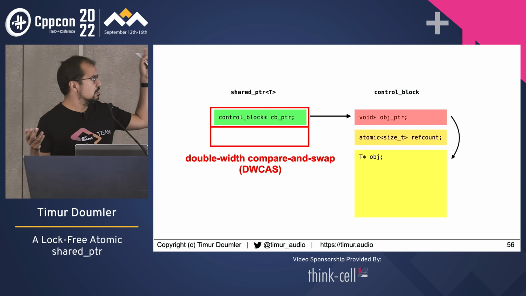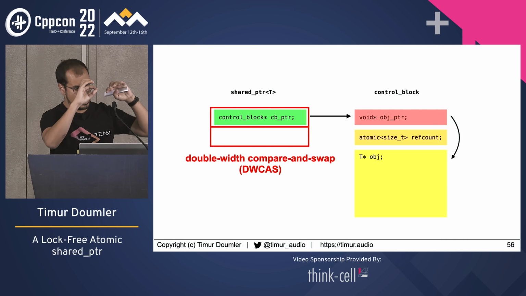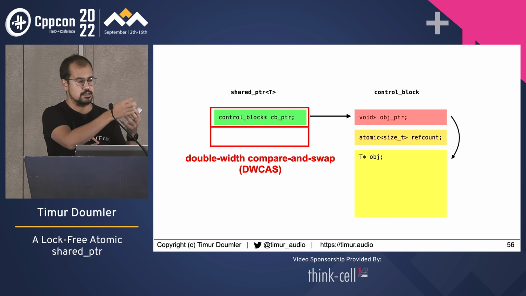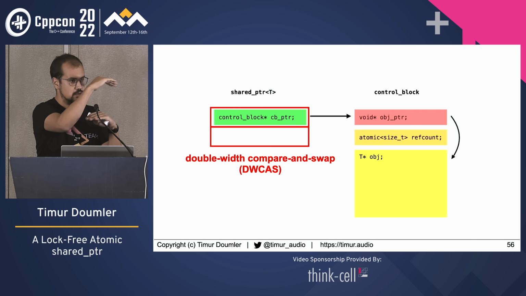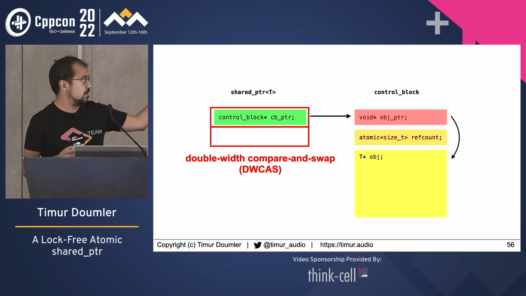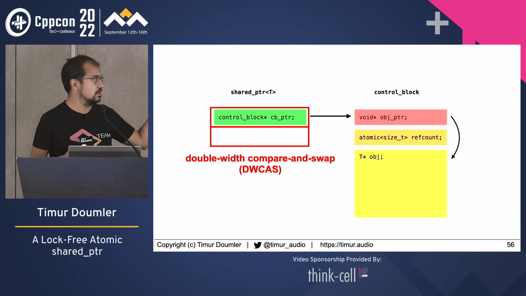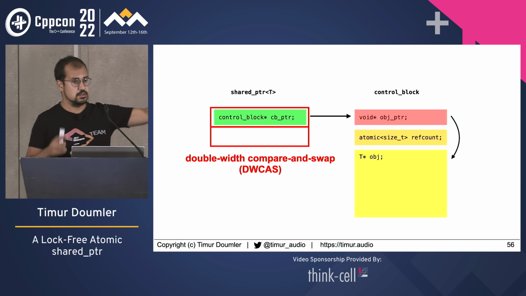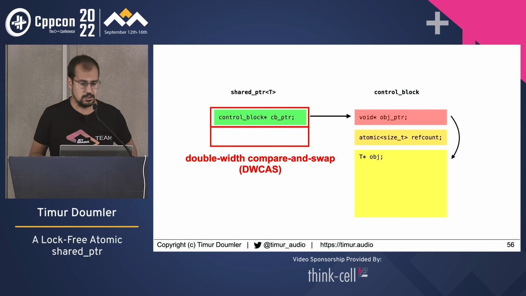The problem is the control block pointer and the ref count, they're not. So what this does is it can swap basically 2 words at the same time, but they have to be next to each other in memory, and they have to be aligned properly as well. So we cannot do this here because the control block pointer is in the shared pointer instance and the ref count is in the control block, so they are separate. Like there's no way for us to have them next to each other.